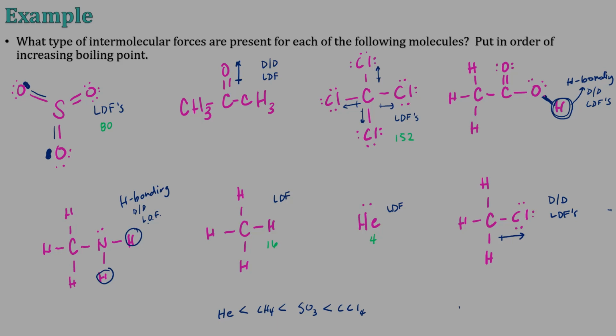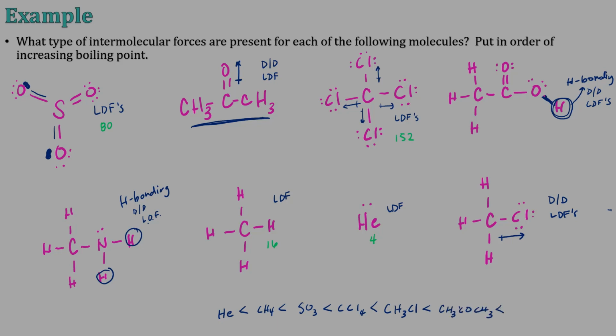All right, and then we're going to go to the ones that have dipole-dipole and LDFs. And since they both have dipole-dipole, I would assume that this one would have a higher boiling point. One, because its LDFs would be larger, and two, because that bond is way more polar than the bond that's in the CH3Cl. So I'm going to put CH3Cl down here, and then I'm going to put the acetone.